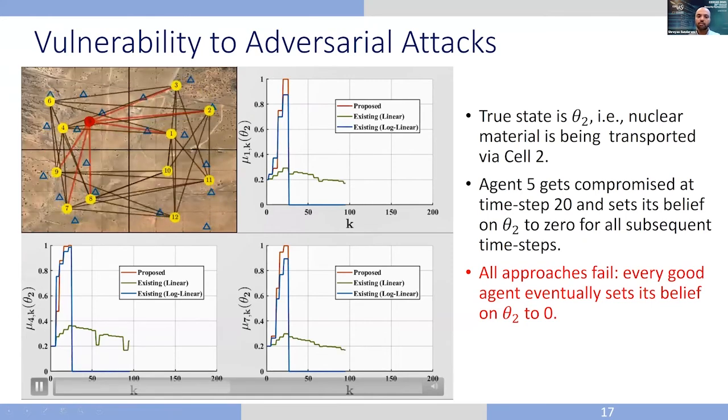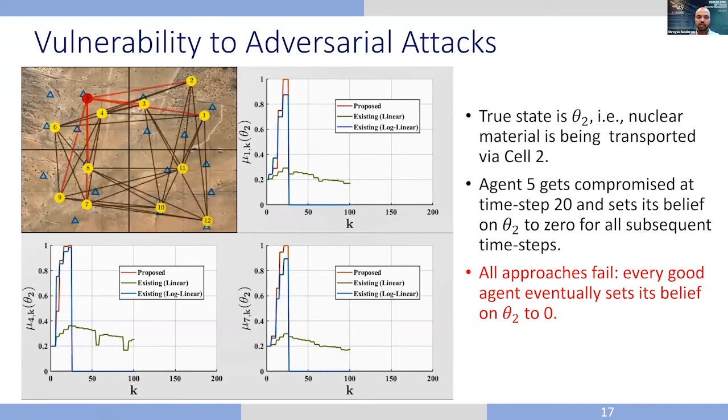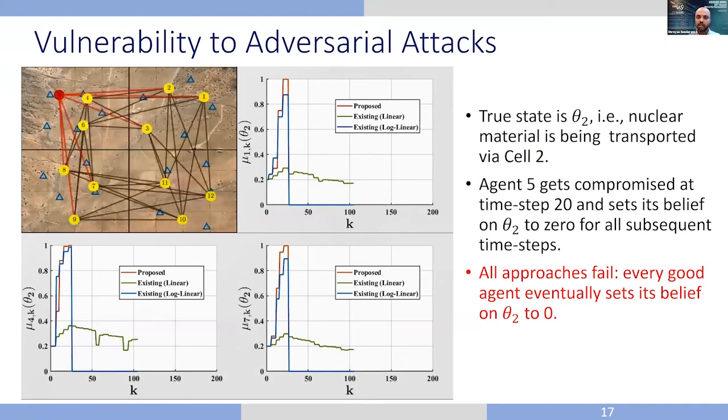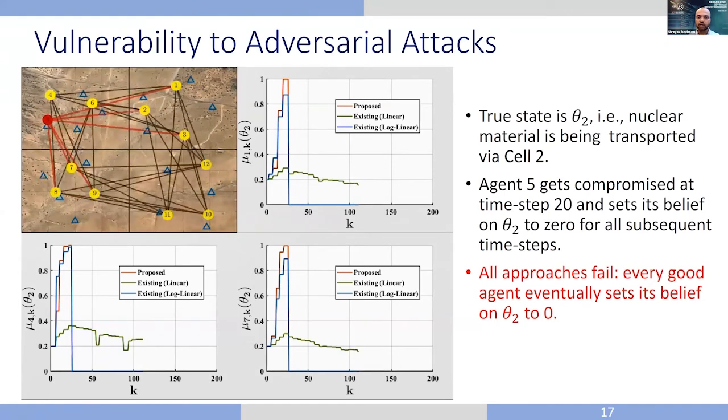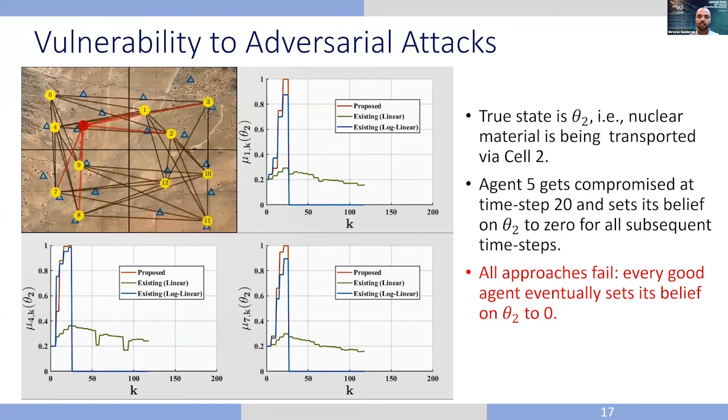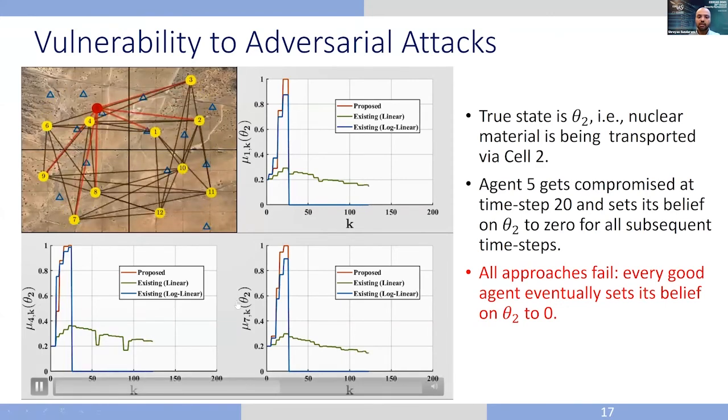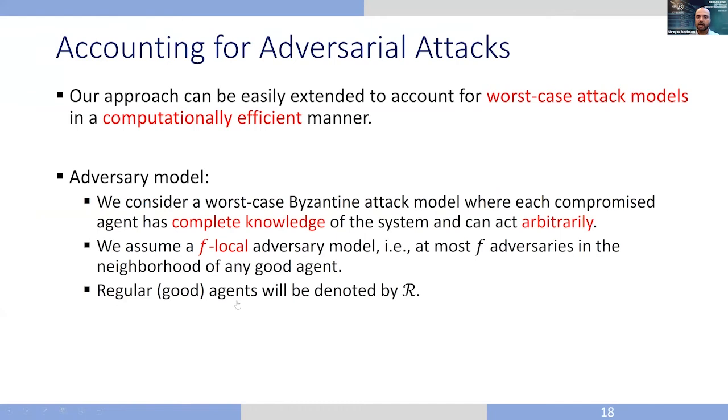So you can see that this simple algorithm is very easily hijacked by even a single agent that decides to spread misinformation about what's happening in the system. That's not great. So how do we make this resilient to these kinds of adversaries and misbehavior? The nice thing is that the algorithm is easily extendable to account for these kinds of things. We're going to consider a Byzantine attack model where each compromised agent in the network has complete knowledge of the system, even potentially signals being received by the other agents. It can act completely arbitrarily.